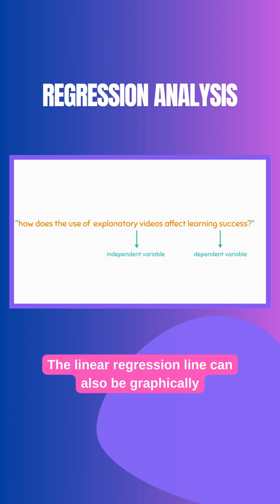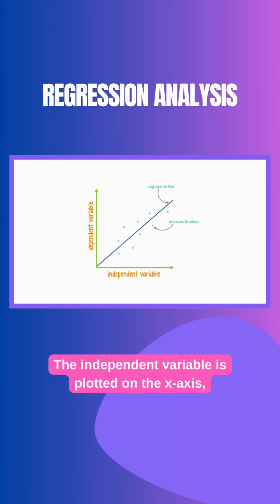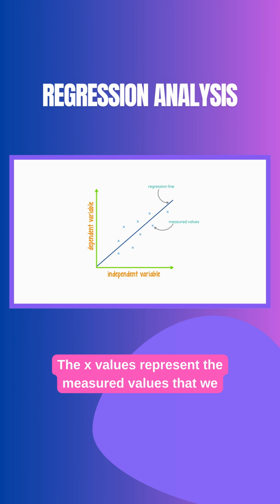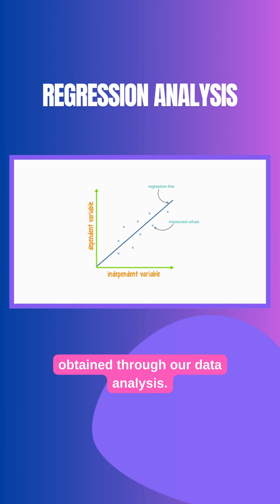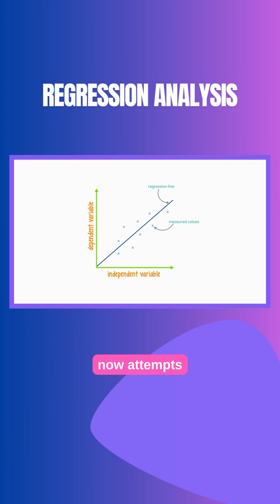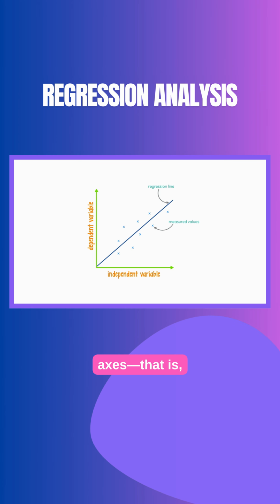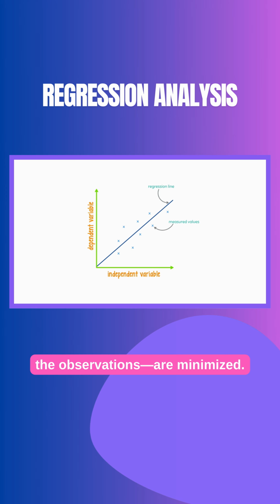The linear regression line can also be graphically represented. The independent variable is plotted on the x-axis, and the dependent variable is plotted on the y-axis. The x values represent the measured values that we obtained through our data analysis. The regression analysis using the least squares method now attempts to design a line where the distances to the individual observations are minimized.